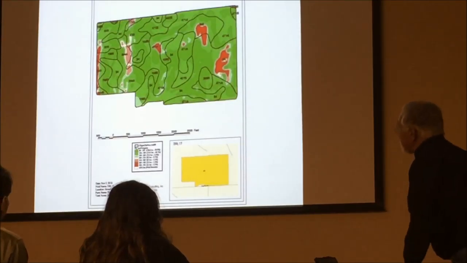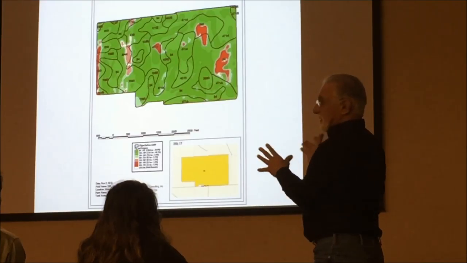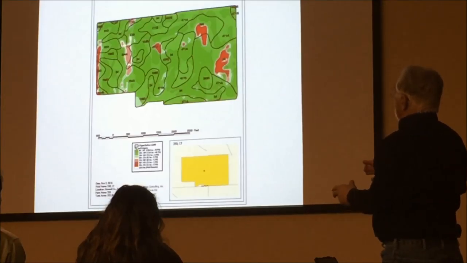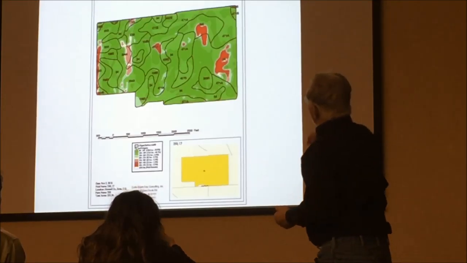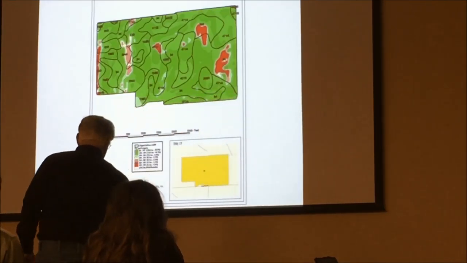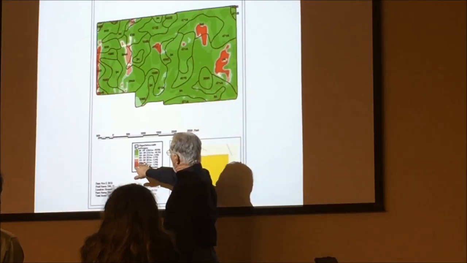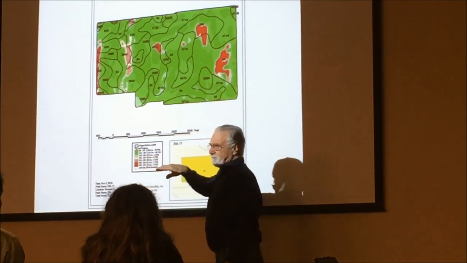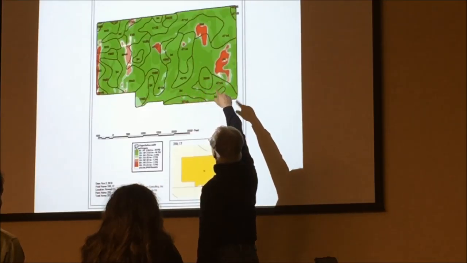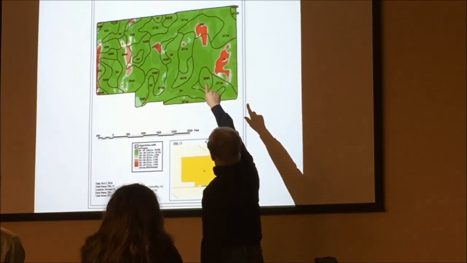When we look at compaction, a lot of times this explains some of the anomalies we see in our yield maps. This is a surface compaction. What it's saying here is, within the Clyde soil in this particular example, anytime we get above about 350 psi, it starts impeding the root growth, root development.